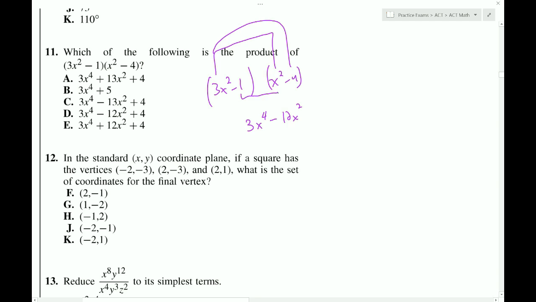Now I do inner, minus x squared. And the last would give me plus 4. So then if I combine these two together, I get minus 13x squared plus 4, along with 3x to the fourth. So that looks like answer choice C.